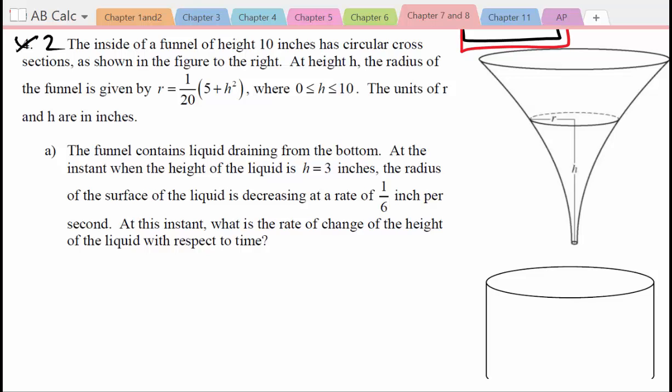Problem number 2. A funnel of height 10 inches has circular cross sections as shown in the figure to the right. At height h, the radius of the funnel is given by r equals 1/20 of (5 plus h) squared. The units of r and h are given in inches. The funnel contains liquid. This is not a cone, okay? Not a cone. You are not allowed to assume any sort of geometric shape that isn't actually specified for you.